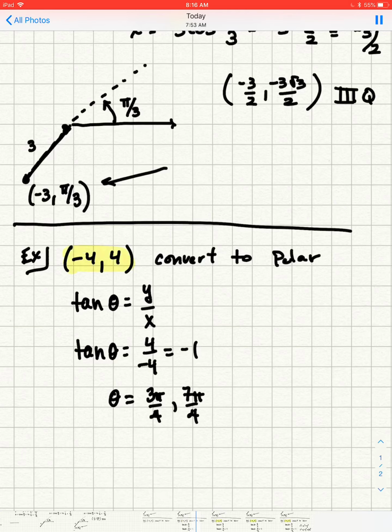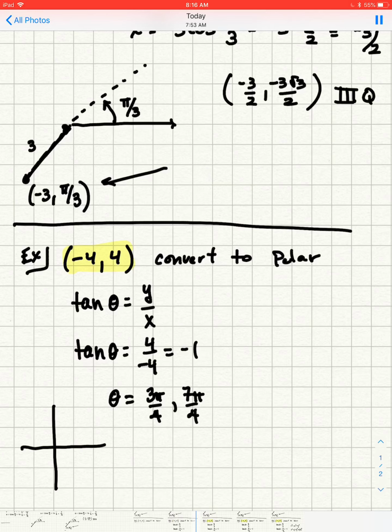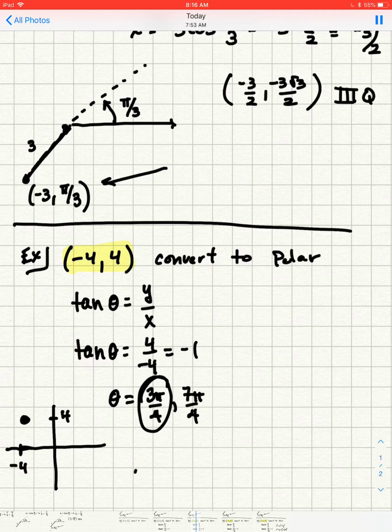The way you would have to think about which one to use is to go back to the point and think about where negative 4, 4 will be. Negative 4, 4 is going to be in the second quadrant. So we're going to use 3 pi over 4 as our angle.